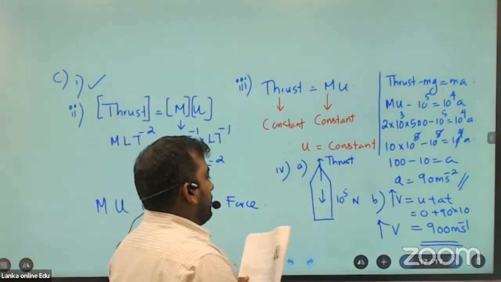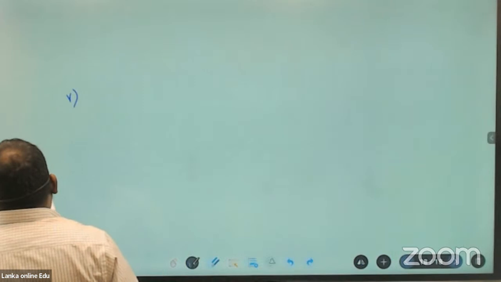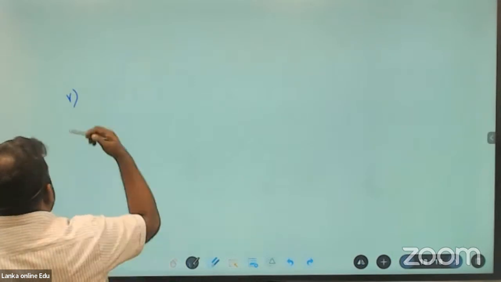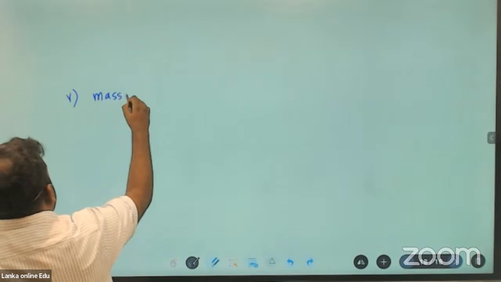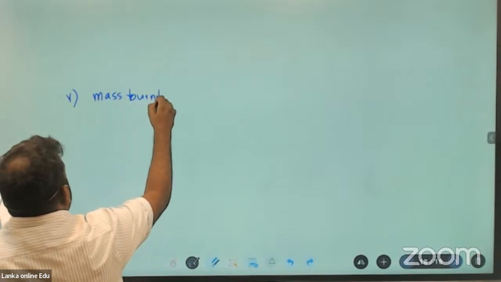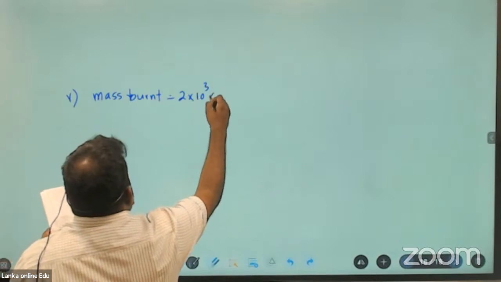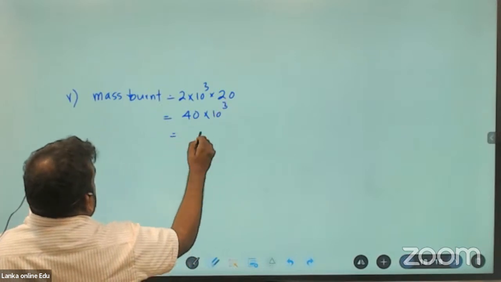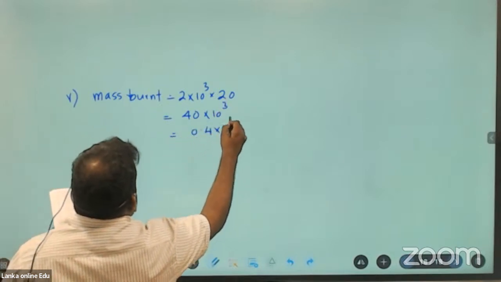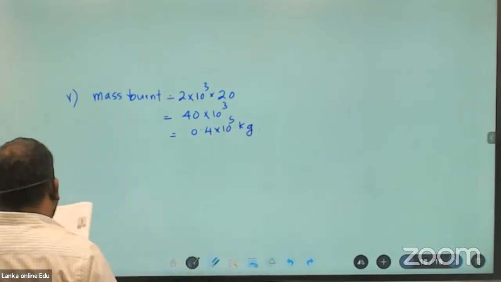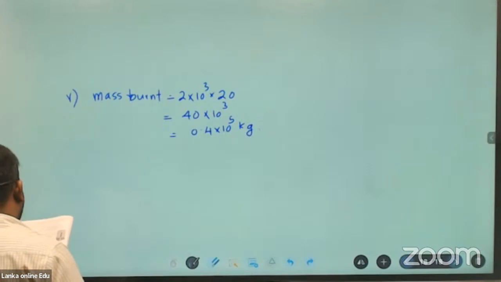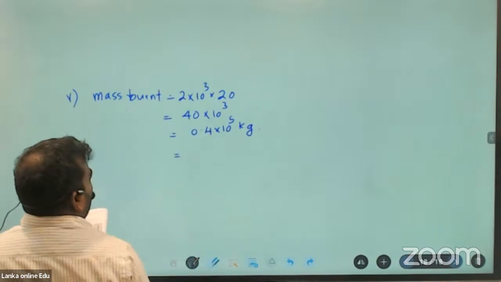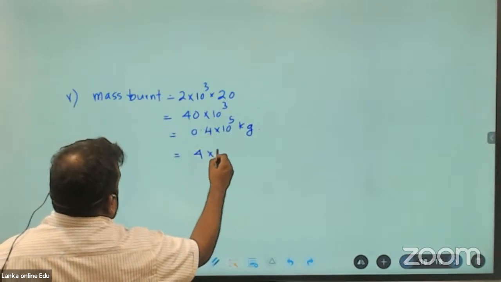Now Roman 5, with the mass of the rocket in 20th second, the fuel is burned. Mass remaining. Mass burned, I will do that first. 2 10 to the power 3 multiplied by 20 seconds, 40 10 to the power 3. That's going to be 0.4 10 to the power 5 kilogram. Okay. So if you simplify it, 4 10 to the power 4 kilogram.